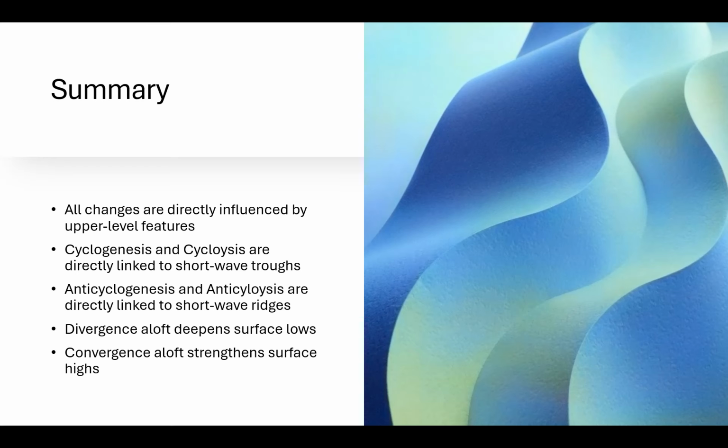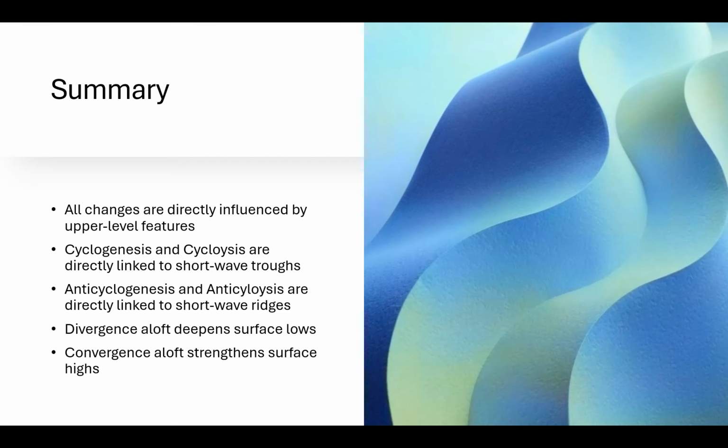Now, all changes are directly influenced by the upper level features, by these shortwaves. And that's why I covered shortwaves in my last set of videos. I wanted to cover the shortwaves first so you'd understand those, and then we could talk more about how they impact these surface lows and surface high pressure intensity. Cyclogenesis and cyclolysis are directly linked to those shortwave troughs, the positioning of those troughs. Where's my PVA? Where's my NVA in association with these?